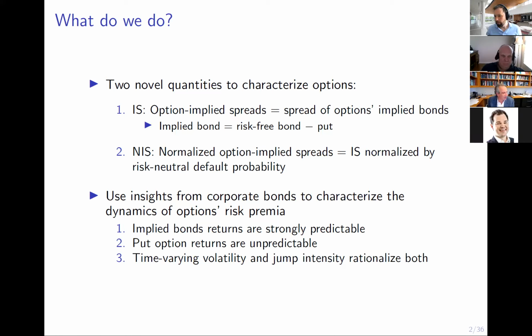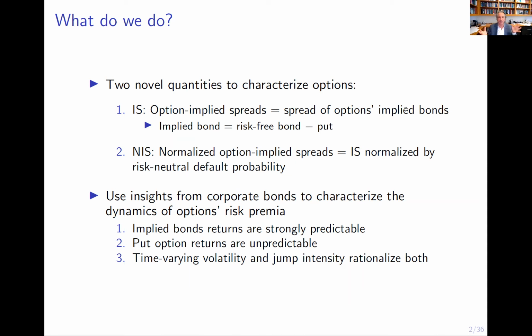Essentially, we introduce two new quantities to characterize option prices. And then we use them for something. So the first one is what we call the option-implied spread. This is a spread of options implied bonds. I'm going to tell you in a second what the implied bonds are, but for every put option, you can get an implied bond.